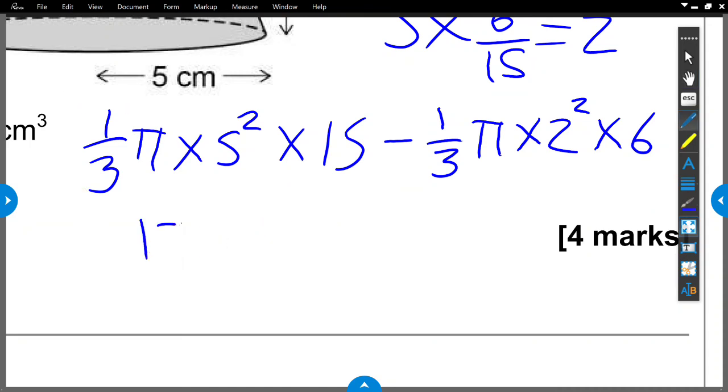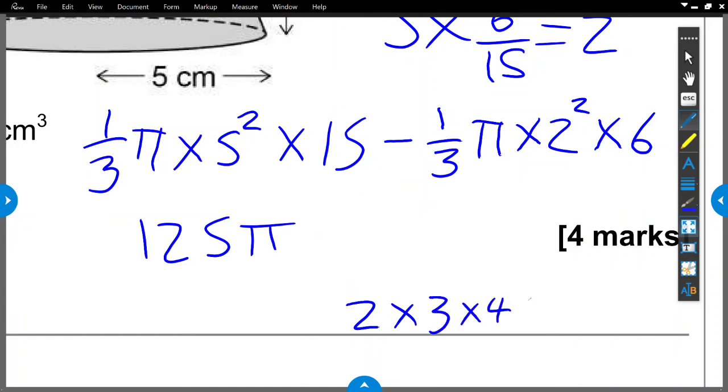125 times pi. Now remember, when you're doing multiplication, you can do them in any order at all. So I can do, if I had 2 times 3 times 4 times 5, I can do 2 times 5 and then times that by 3 times 4 if I wanted to. Or I can times it in this order, 2 times 3, then times by 4, times by 5. It doesn't matter, it's still going to give you the same answer. And we apply that principle up here, where we just times it in the order you want.